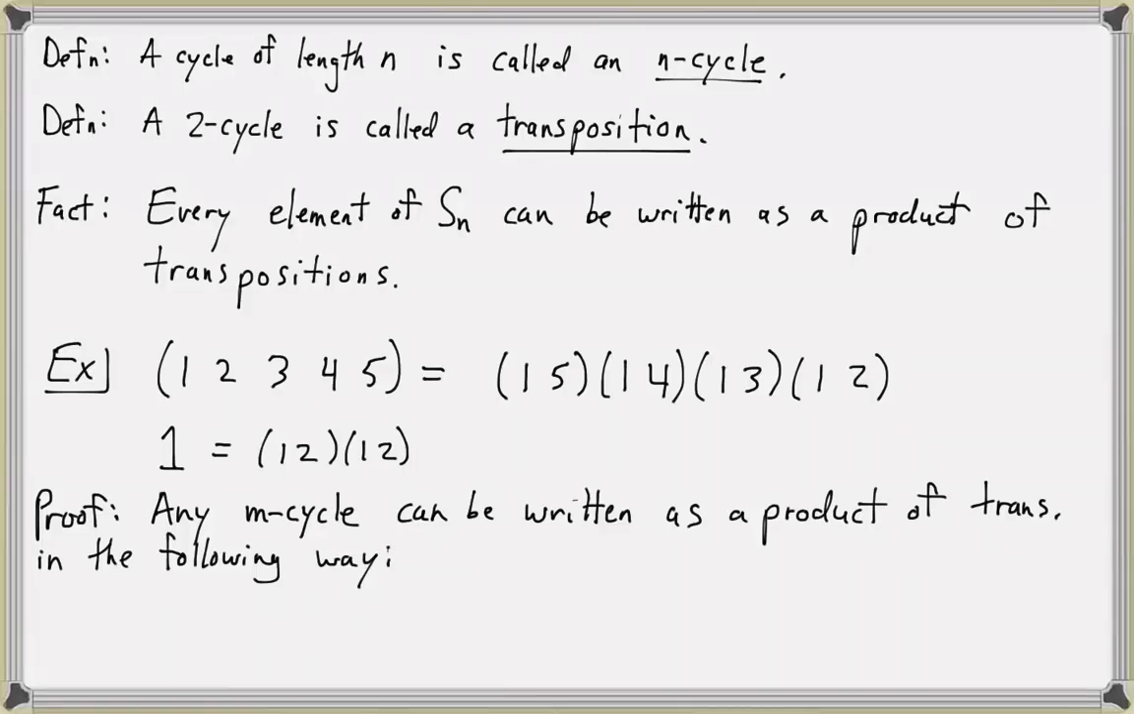So if we have an m-cycle (a1, a2, all the way up to am), just following the process we just showed, I can write this as (a1 am)(a1 a(m-1)) all the way down to (a1 a3)(a1 a2). So any m-cycle can be written as a product of transpositions.